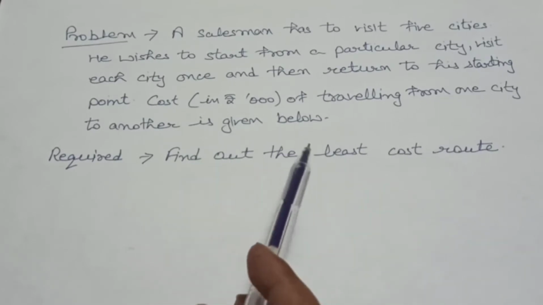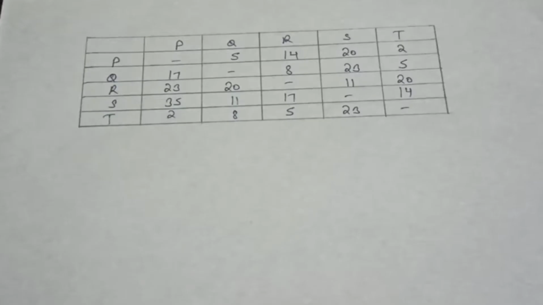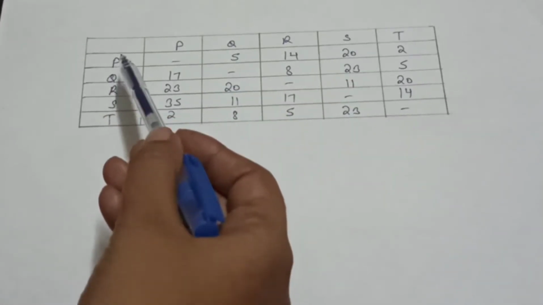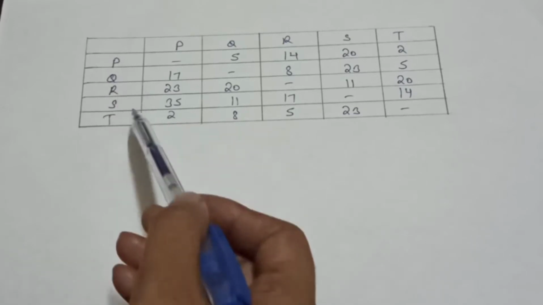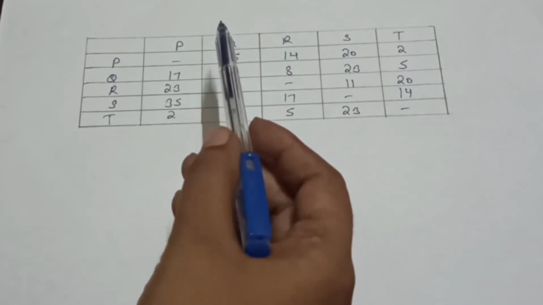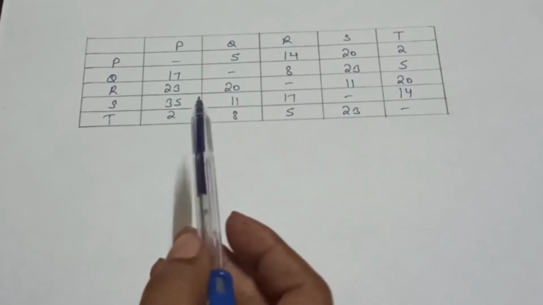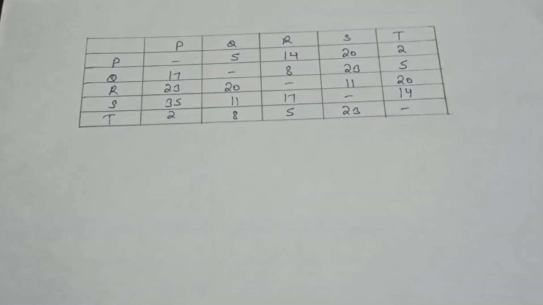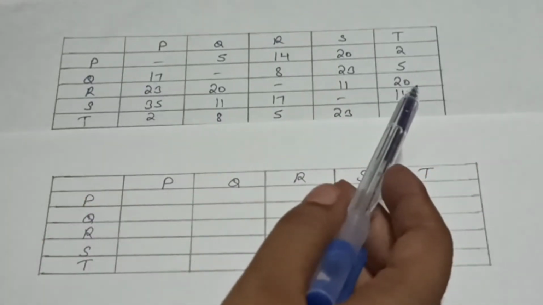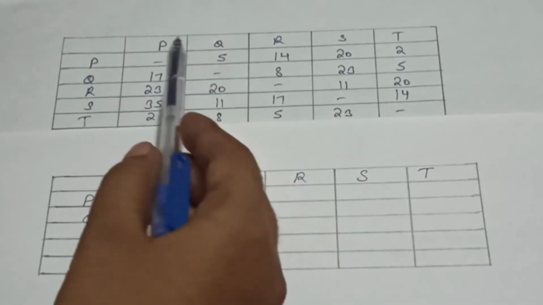Now I will show you the matrix. This is the matrix. These are cities P, Q, R, S, T. These are the 5 cities and these are the costs of traveling from one city to another city. We have to find the least cost route. Now we will solve our problem. First of all, we will do the row operation. We will minimize our rows.